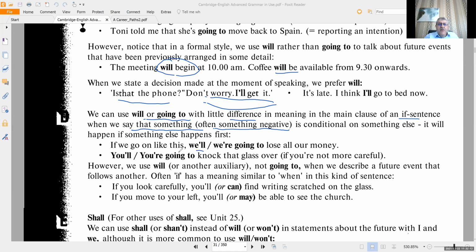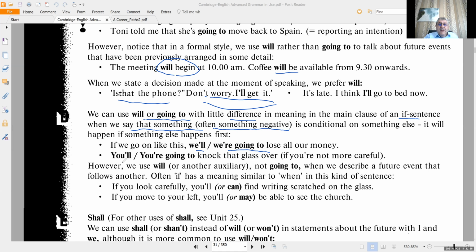Okay, if we go on like this, we will lose all our money, or if we go on like this, we are going to lose our money. So here, if we continue this way, we will lose our money; if we go at this speed, we won't reach the meeting. So something linked to something else, we will use these forms.